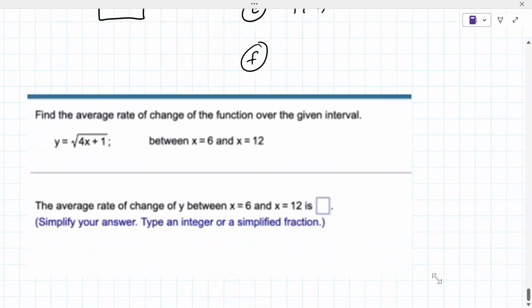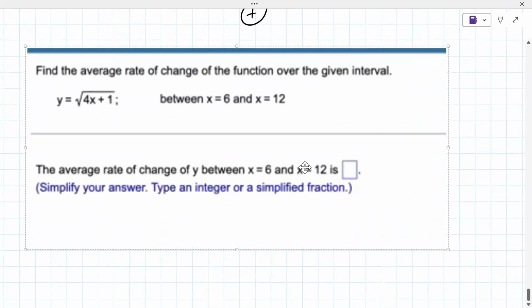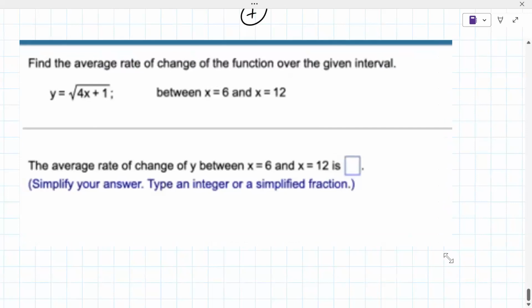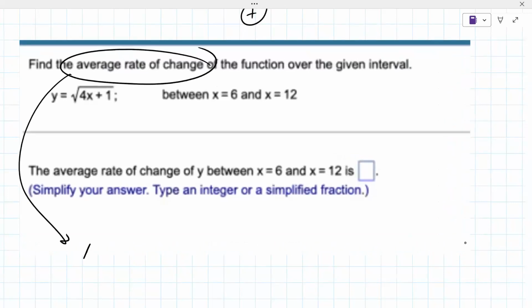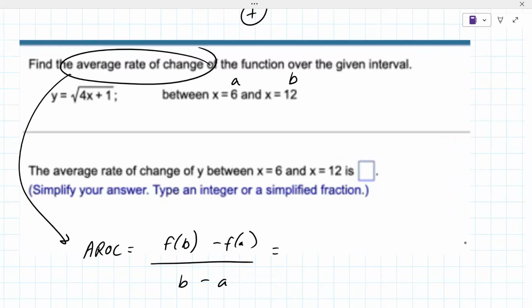All right. Find the average rate of change. So that is a formula that you will need to know. The average rate of change, the AROC, is f of b minus f of a over b minus a. This is a, this is b. So you're finding f of 12 minus f of 6 over 12 minus 6.